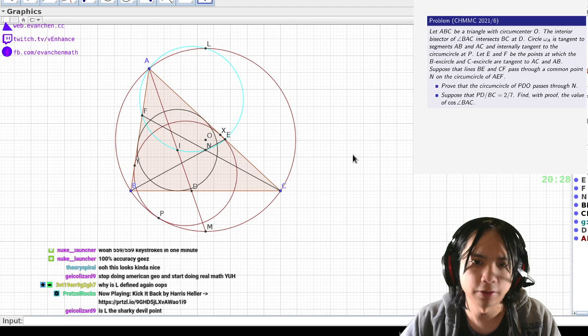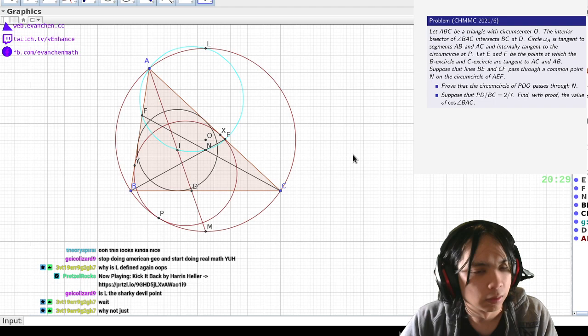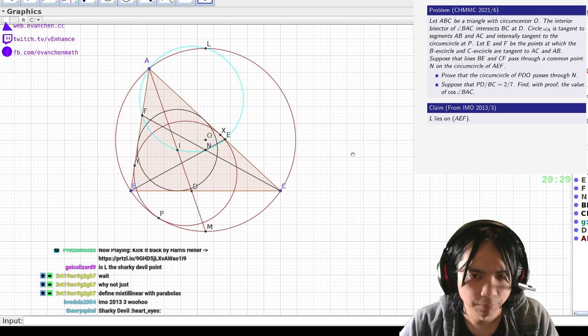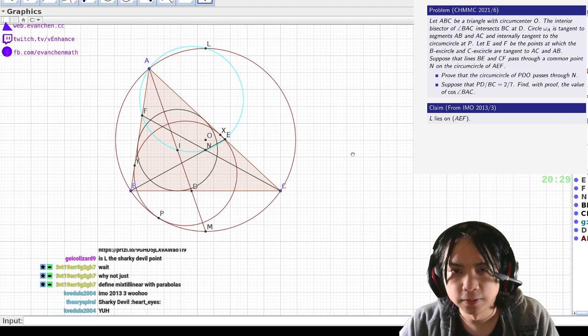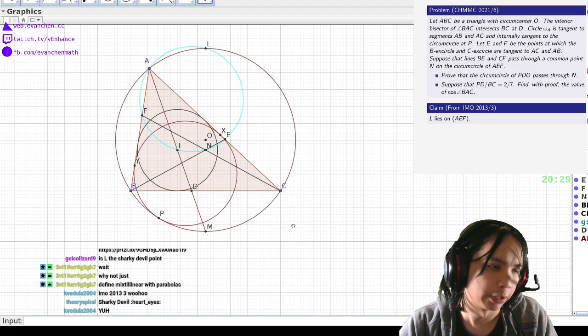This is actually a lemma from spiral similarity. So AFE contains L. If you want a reference for this lemma, look at IMO 2013 problem 3. Yeah, so, okay, I'll say what the proof is, which is that there is a spiral similarity at the intersection point of the light blue circle and the red circle, which maps BF to CE. But because BF is equal to CE, that spiral similarity must actually be a rotation, which means that L should be the upper arc midpoint. That's how the proof of that goes.